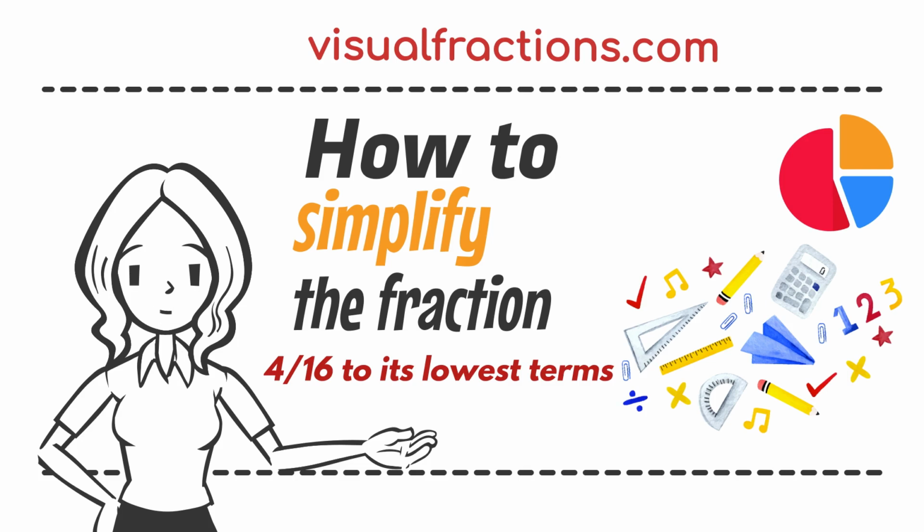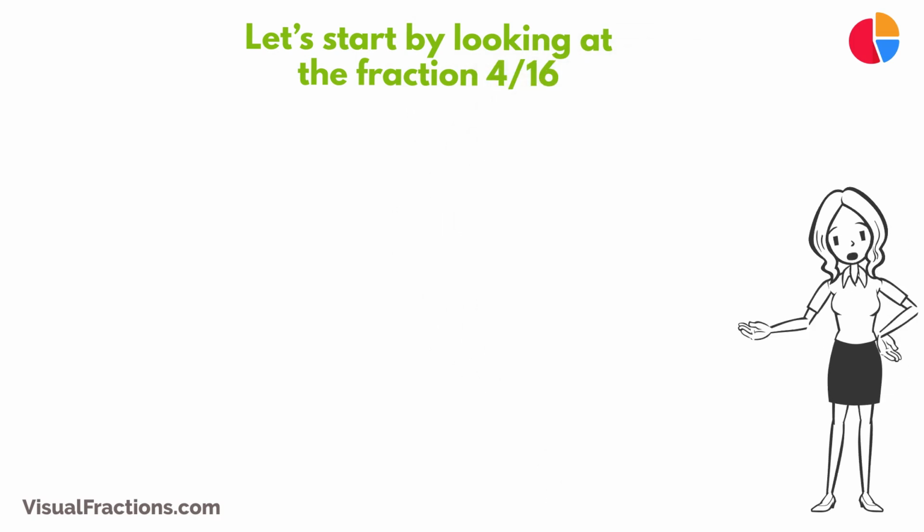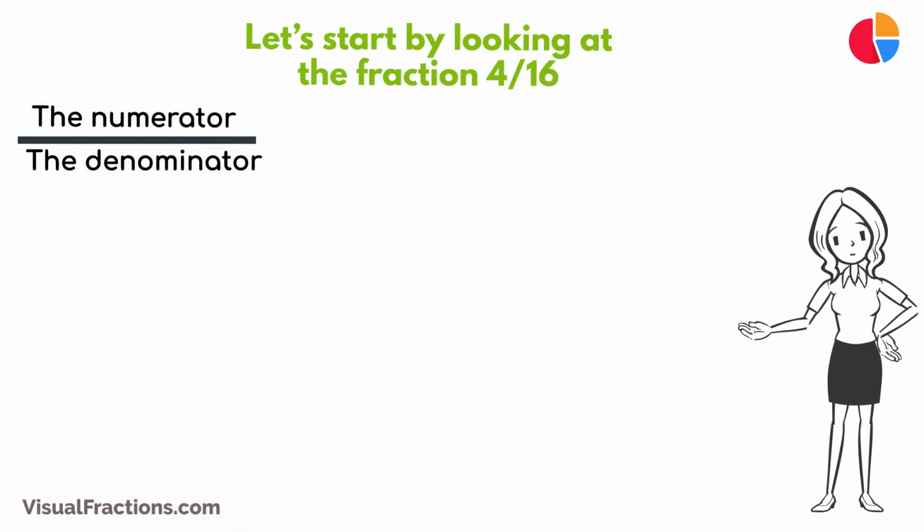Today, we're going to explore how to simplify the fraction 4/16 to its lowest terms. Let's look at the fraction 4/16. To simplify it, we'll divide both the numerator and the denominator by their greatest common factor.